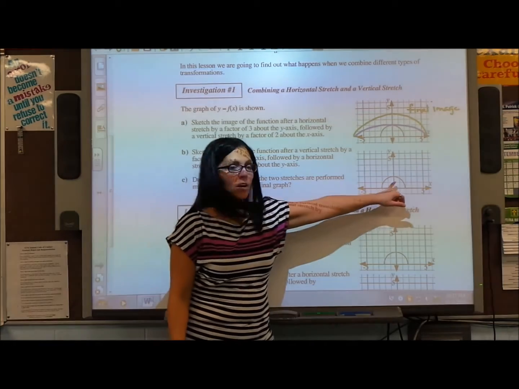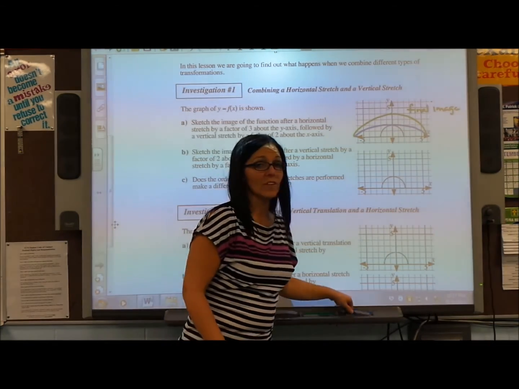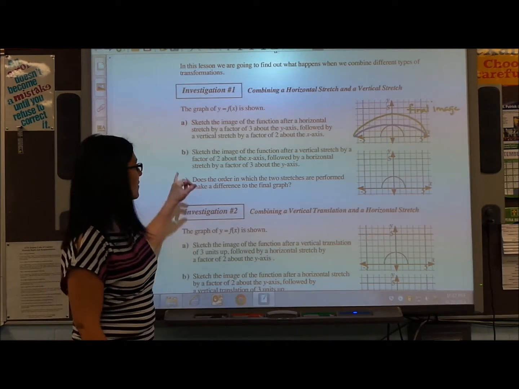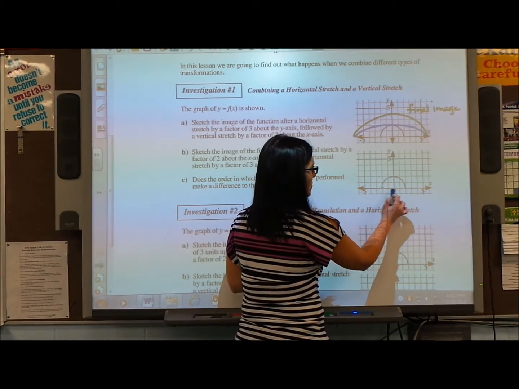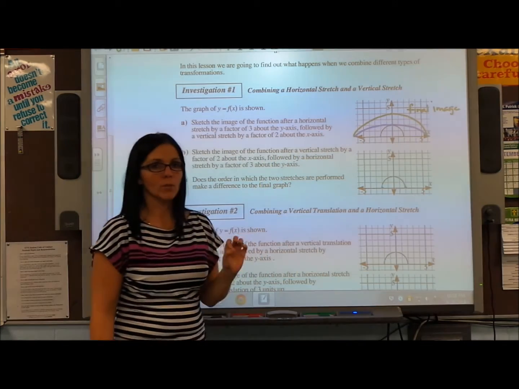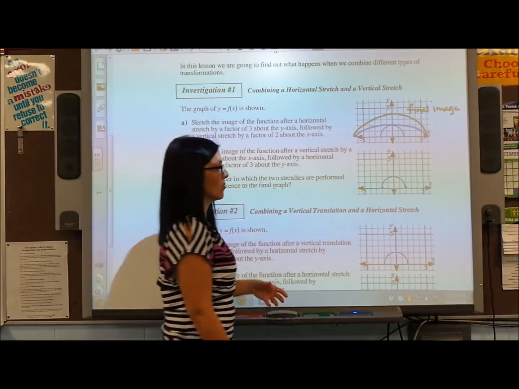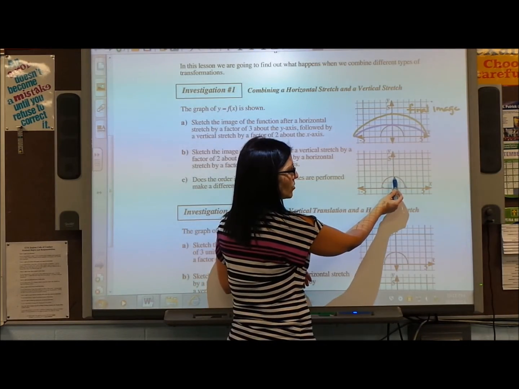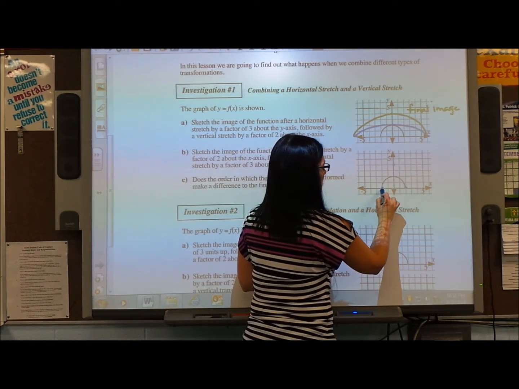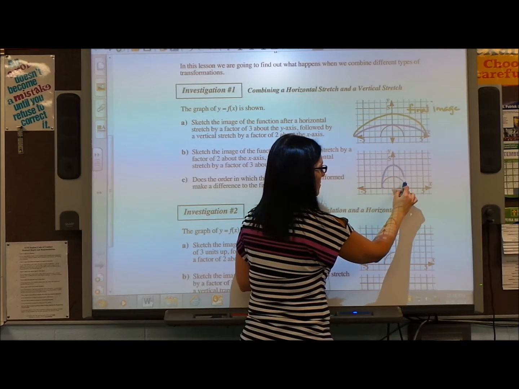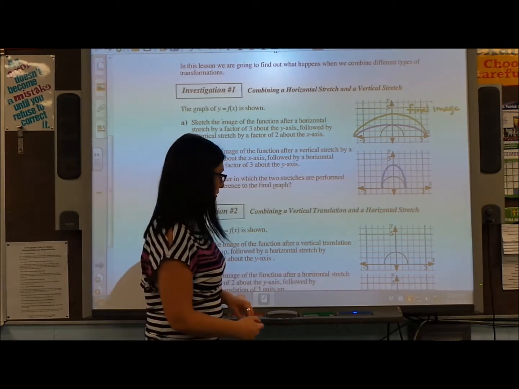So now what we're going to do down here is reverse the order and see what happens. If instead of starting with a horizontal stretch, I started with the vertical stretch by a factor of 2, these points will stay exactly where they were, simply because the y-coordinate equal to 0 multiplied by the stretch factor stays at 0. This point at 2 is going to become 4 because of that stretch factor of 2. And that is my image after the vertical stretch by a factor of 2.